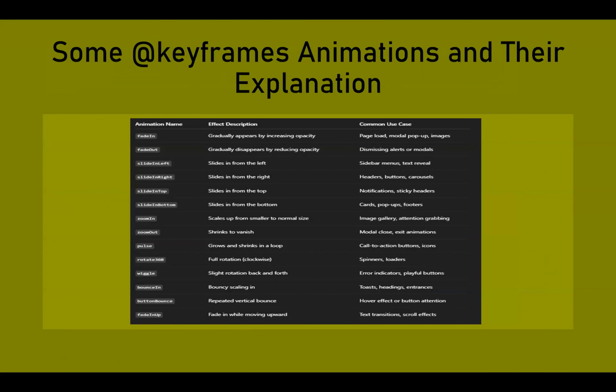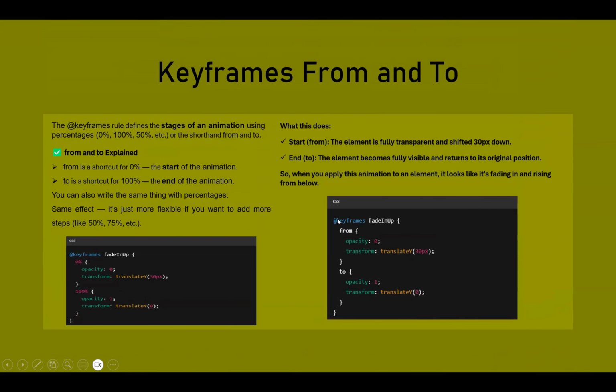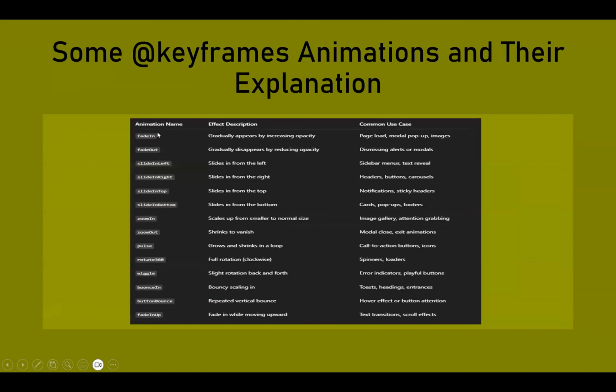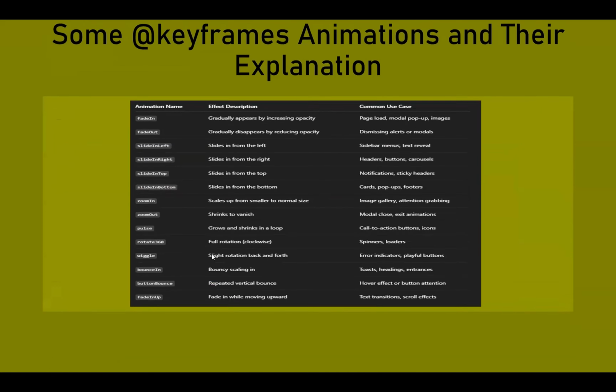And then some keyframe animations and their explanation. So like I said, to create a keyframe, you write the keyframe keyword, and then you write the name of the keyframe, in this case, fading up. But we have more types of keyframes. I just put some on the screen. We have fade in for something to gradually appear on the screen. You can use this when you load a page, or when you want something to pop up from the screen, or even for loading images. We have fade out, slide in left. I'm not going to mention all, but these are some of them. So when you're watching this video, you can just pause on this part and read up on it.